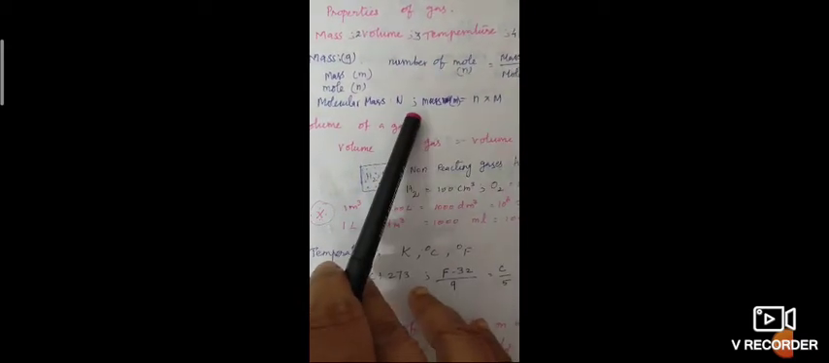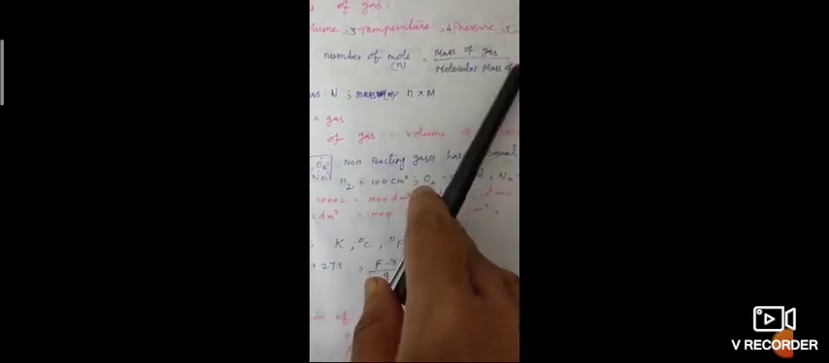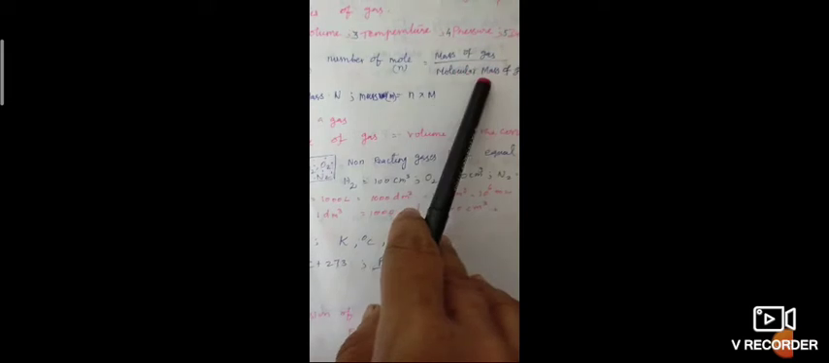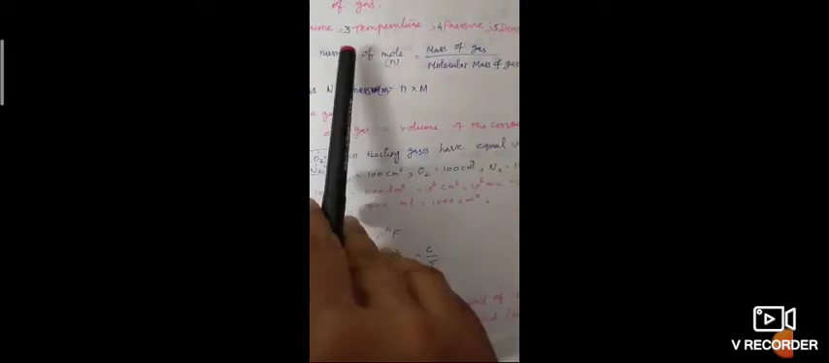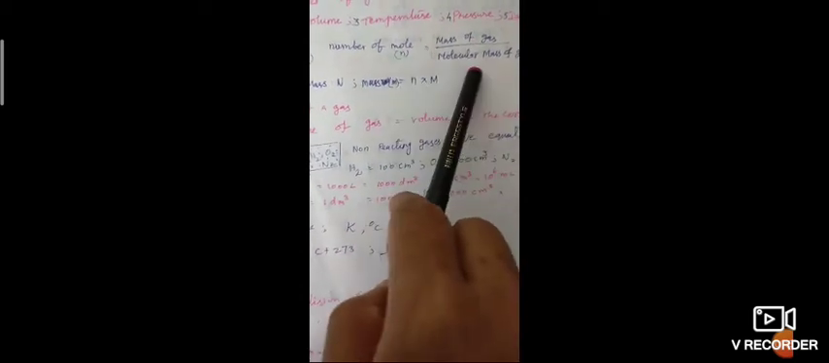First one is mass. We know that mass is measured in gram, m. So it can be calculated from number of moles. Number of moles is equal to mass of gas by molecular mass of gas. Molecular mass is capital M. So m is equal to n into M. Mass is equal to number of moles into molar mass.